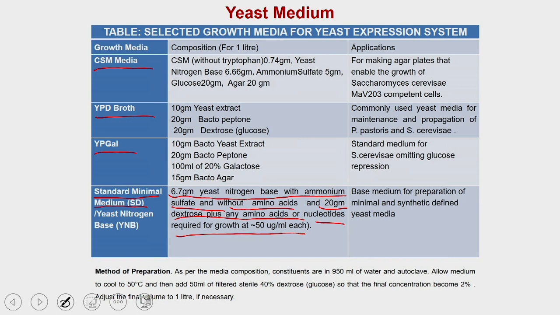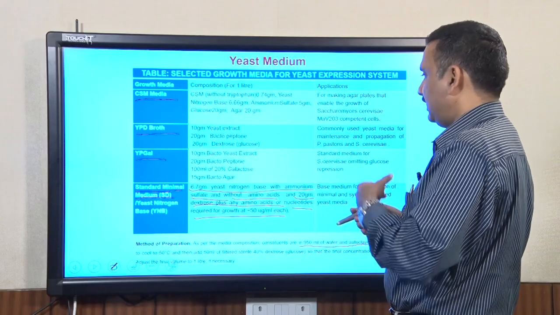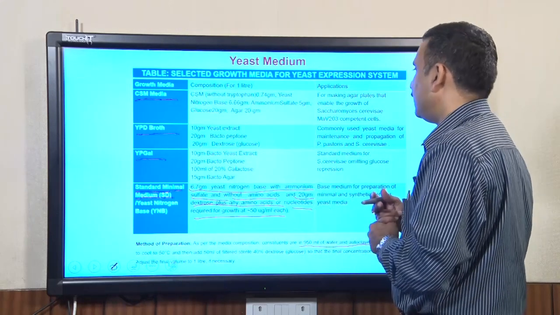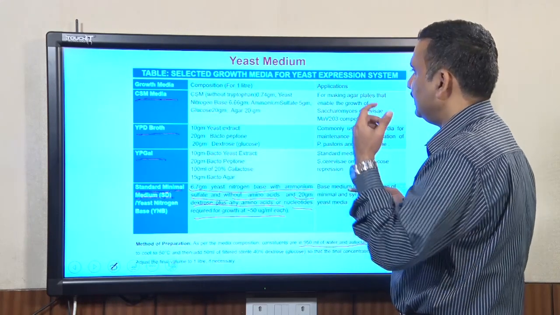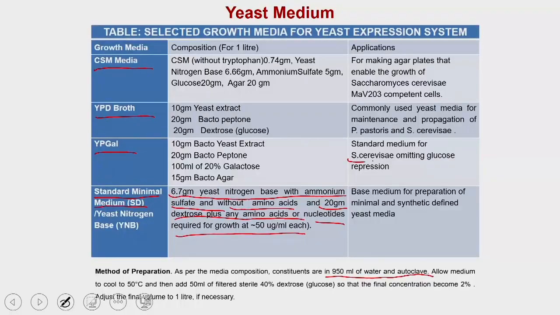So what you have to do is prepare the media composition, weigh, and then dissolve these constituents in 950 ml of water and autoclave. You have to follow exactly the similar steps we have already discussed in the preparation of microbiology media, and that's how you can use these media for propagating yeast such as S. cerevisiae and other yeasts.